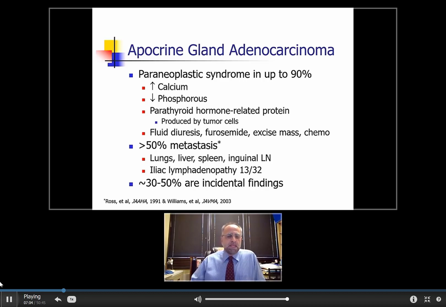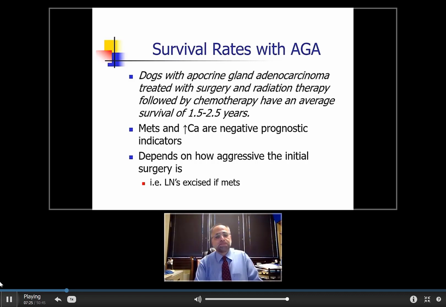The problem with this is that it's very difficult to palpate these at times. Sometimes those lymph nodes are very large and we can feel them on a rectal exam. So oftentimes we recommend doing an abdominal ultrasound to look for lymphadenopathy in these patients, and also evaluate the liver, doing some thoracic radiographs to evaluate the lungs for mets as well.